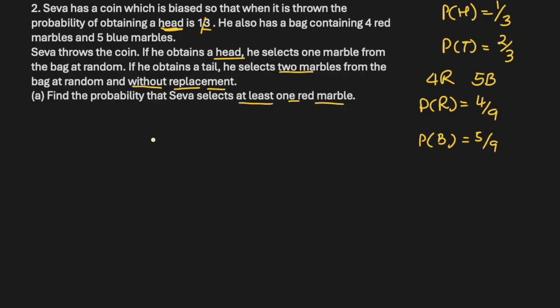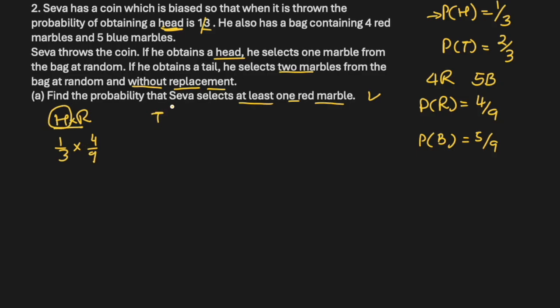At least one. Since when he gets a head he selects only one marble, that marble has to be red for it to be at least one red marble. So head and red. This is what we want. The probability of head is 1/3, and the probability of getting red is 4/9. This is the case when head is obtained.